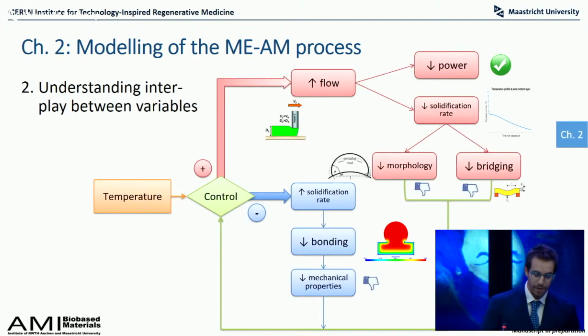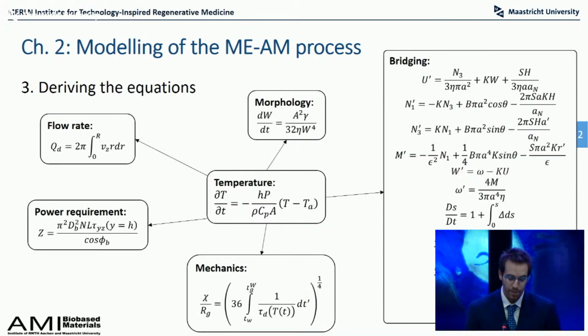Then we moved on to understanding the complex interplay between these variables. And as you can see, it's a quite dense and quite tricky loop, where a small change in one of these variables might affect all the others, and therefore production has never been straightforward so far. Eventually, we managed to derive the equations describing the evolution of every variable. And noteworthy is the key role played by temperature, which is correlated to every variable.